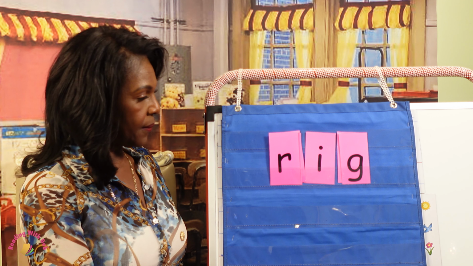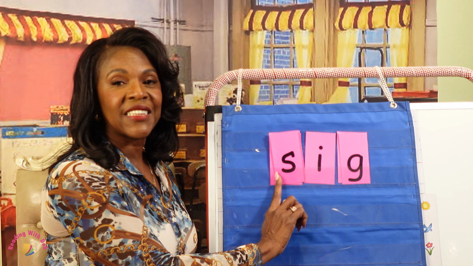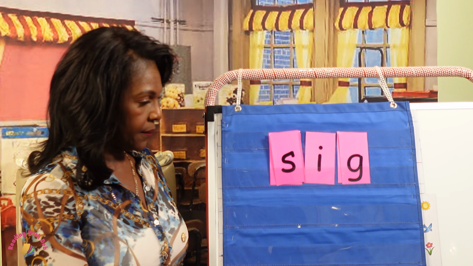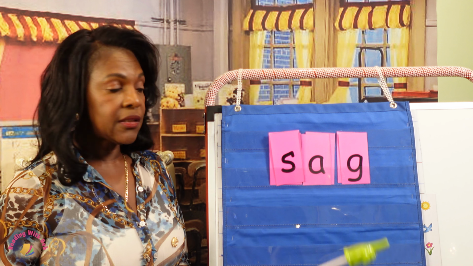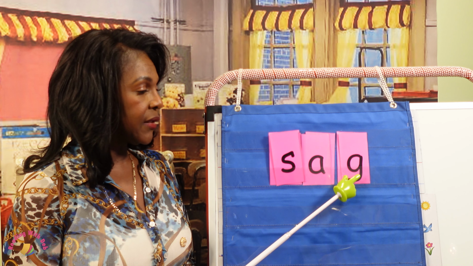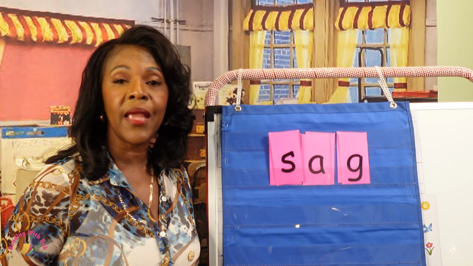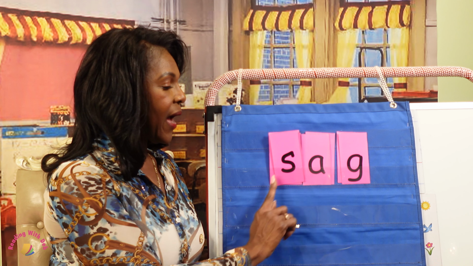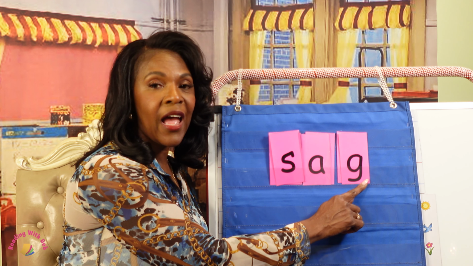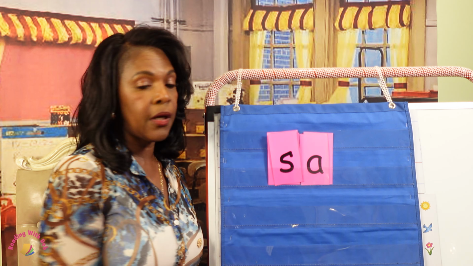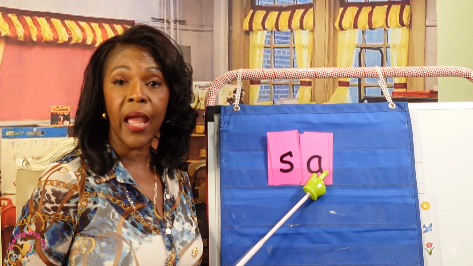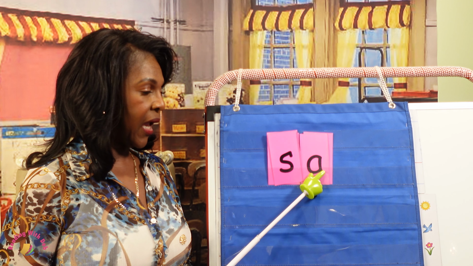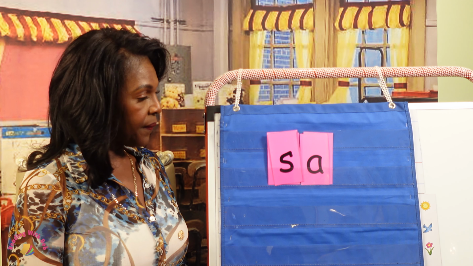rig, seg. Now the vowel is A and it is still closed, so the sound will be A. S, a, sa, sag. If we remove the consonant after the vowel, this vowel will now be open and it will say its name. A, s, a, say.